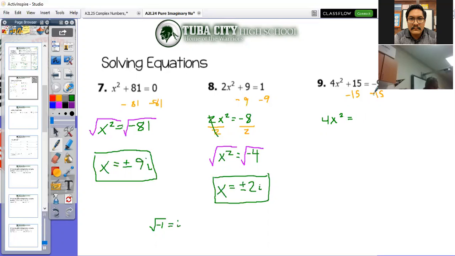Negative, that's going to become negative 24. And I still got to isolate this x squared, so I'm going to go ahead and divide both sides by 4, canceling the 4. X squared equals negative 12. Oh, wait a minute, hold on, that'd be divided by 2. It would actually be 6.